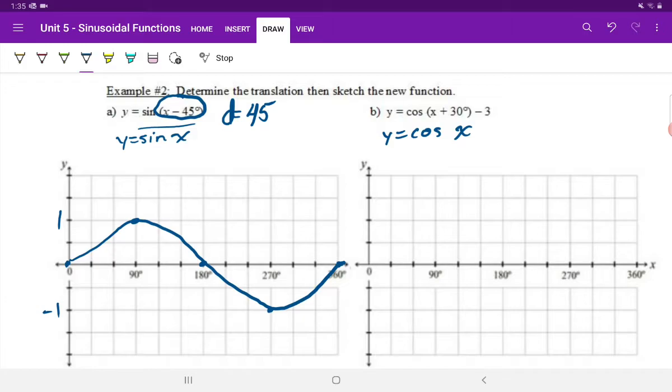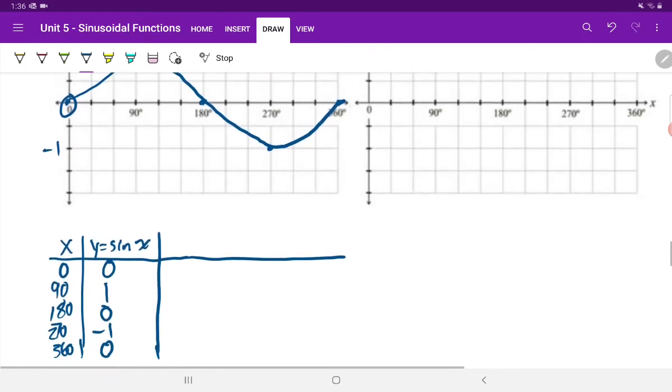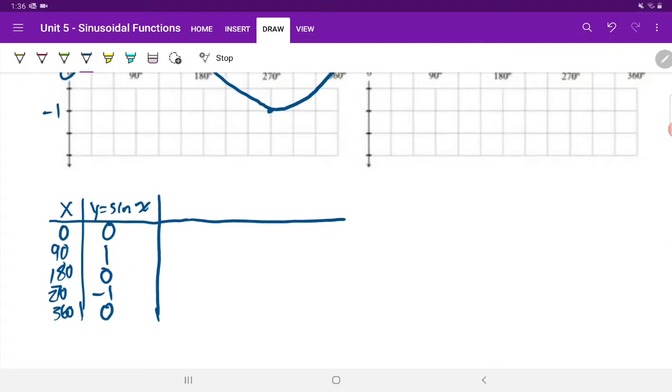Well, if you're translating the points to the right, that means you're affecting the x values only. So only your x coordinates will change. So what you're going to do here in this table of values is you're going to take now all your x's and you are going to add 45 to them. So you're going to take all of these and add 45. And that's going to move everything to the right 45 units.